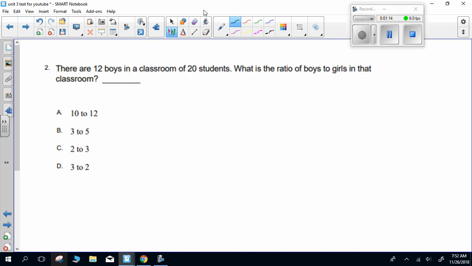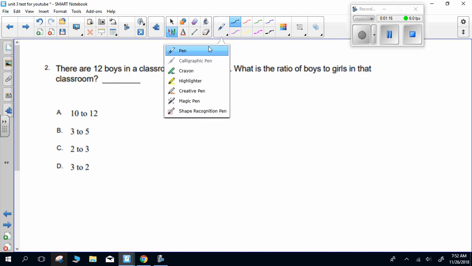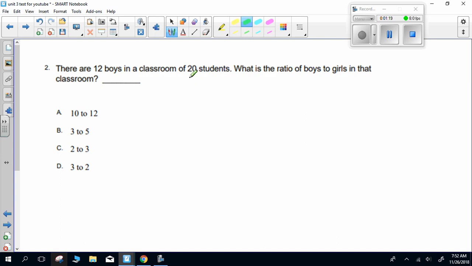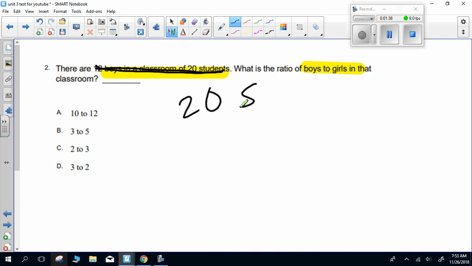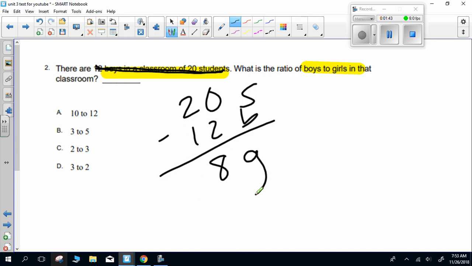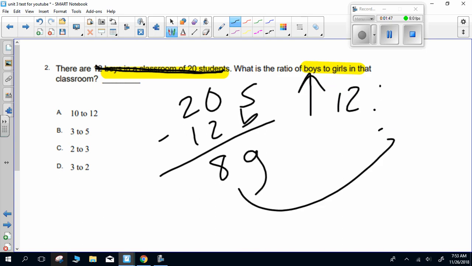Okay, next one. In a classroom, there were 12 boys in a room of 20 students. So we've got 12 to 20. It says, what is the ratio of boys to girls? So I know that there are 20 students, and 12 of them are boys, so I know that there are 8 girls. So I want the ratio of boys, which is 12, to girls, which is 8.